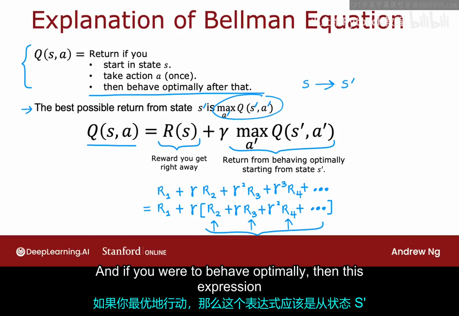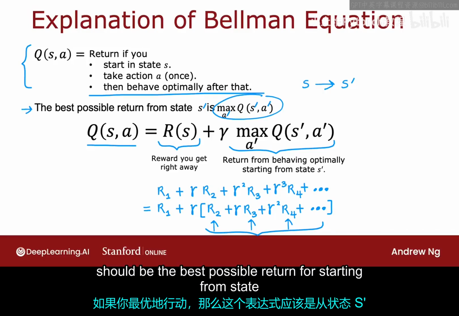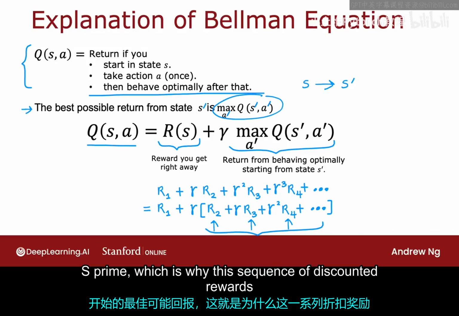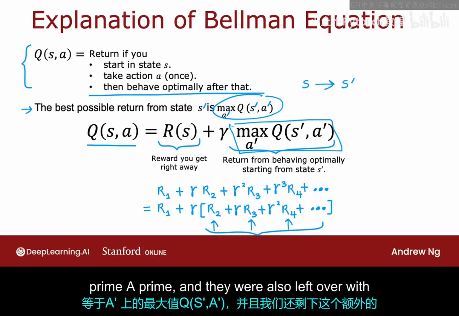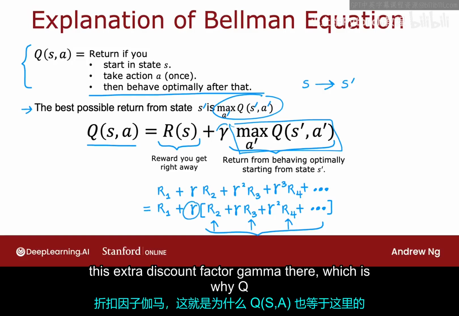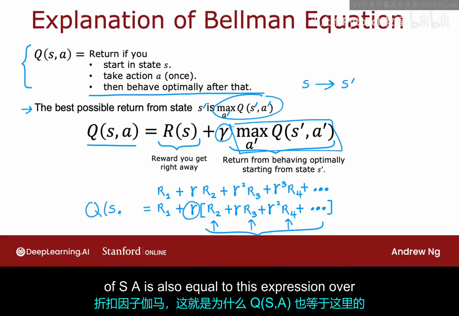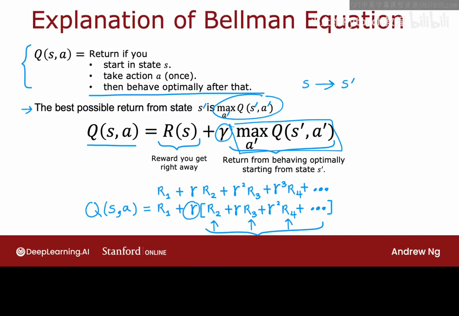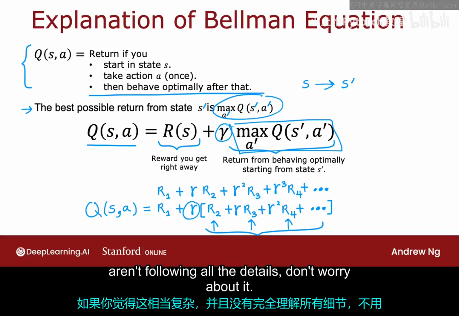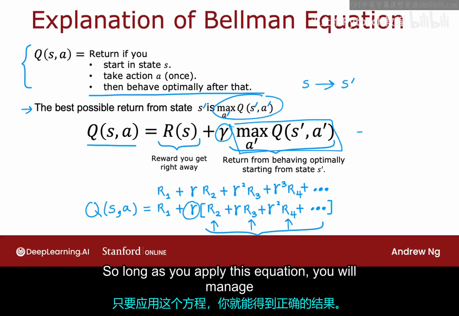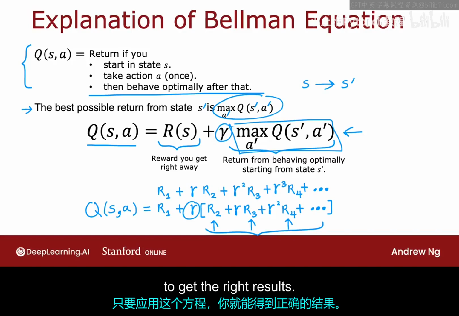And if you were to behave optimally, then this expression should be the best possible return for starting from state S prime, which is why this sequence of discounted rewards equals that max over A prime of Q of S prime A prime. And we were also left over with this extra discount factor gamma there, which is why Q of S, A is also equal to this expression over here. In case you think this is quite complicated and you aren't following all the details, don't worry about it. So long as you apply this equation, you will manage to get the right results.